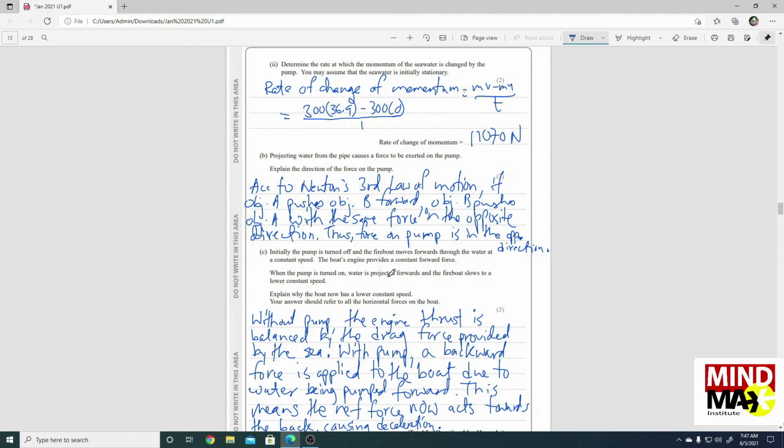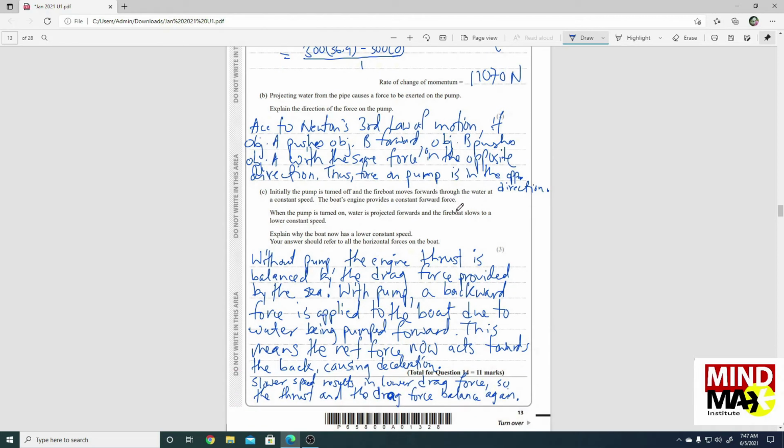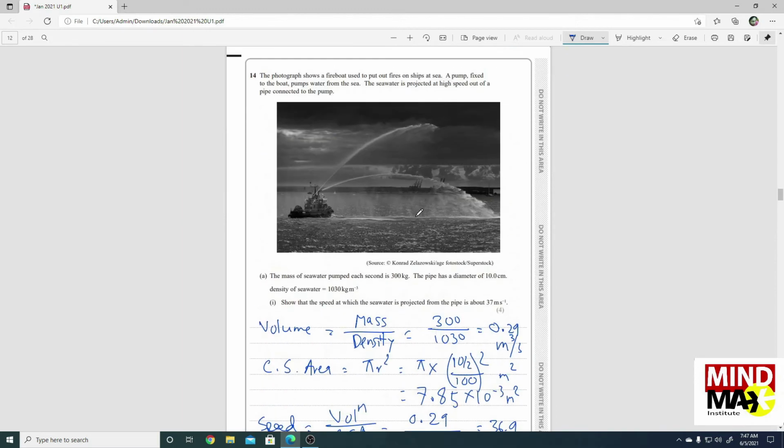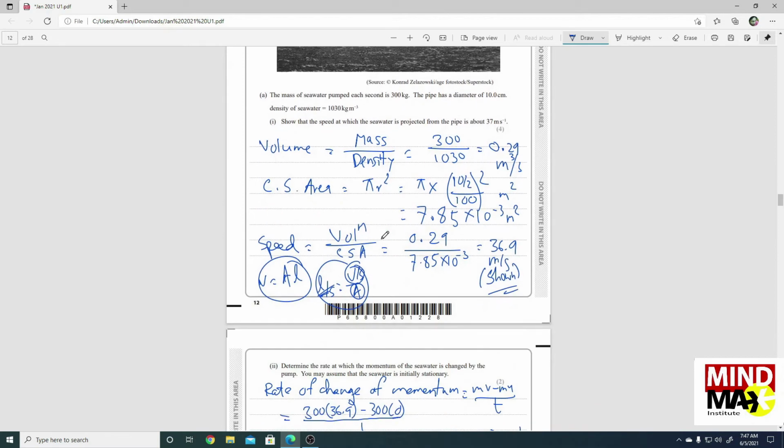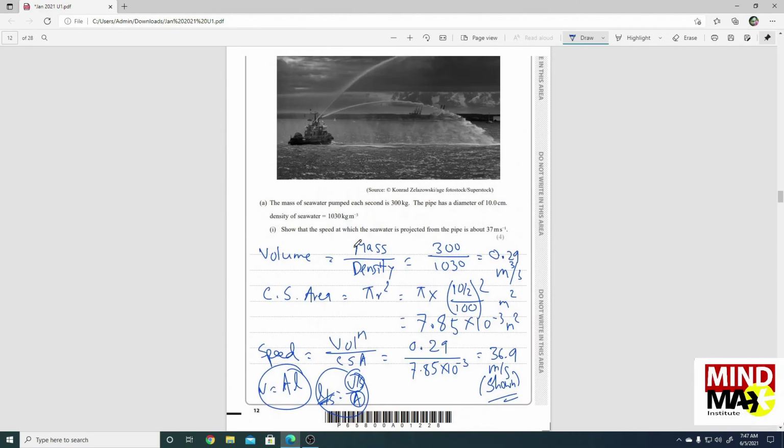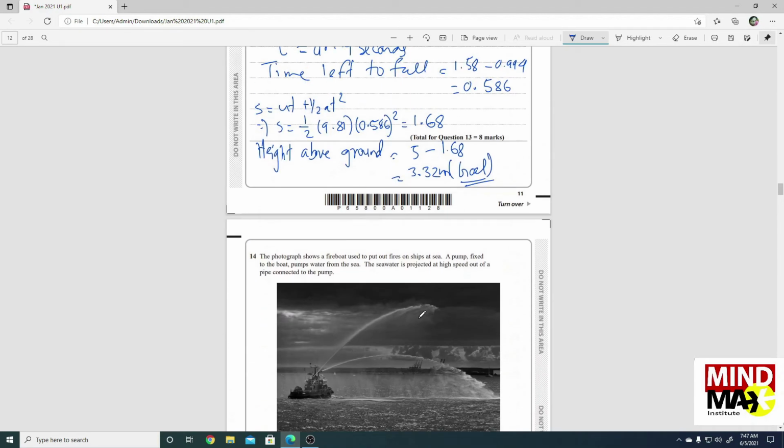Then initially the pump is turned off and the fireboat moves forward. So what happened here is the fireboat moves forward initially, and it moves at a constant velocity, meaning what? That the forward force by the engine is equalized by the backward force from the drag force. Now what happens is, then they start pumping the water forward. So when you pump the water forward, automatically a force would be applied to the back.